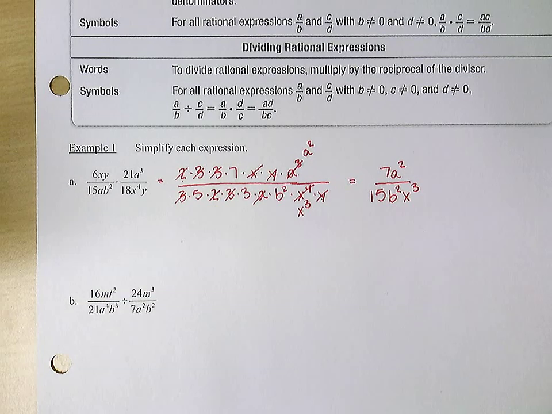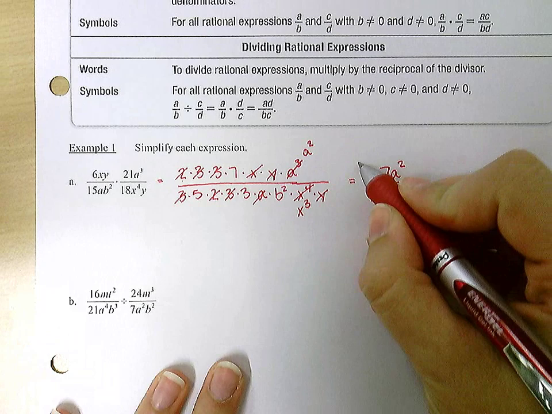Now, after I write this out, I always make sure I can't reduce it any further. Okay, I can't reduce 7 over 15. I don't have any a's in the denominator to reduce that numerator. And I don't have any b's or x's in the numerator to reduce that denominator. So this would be my final answer here.